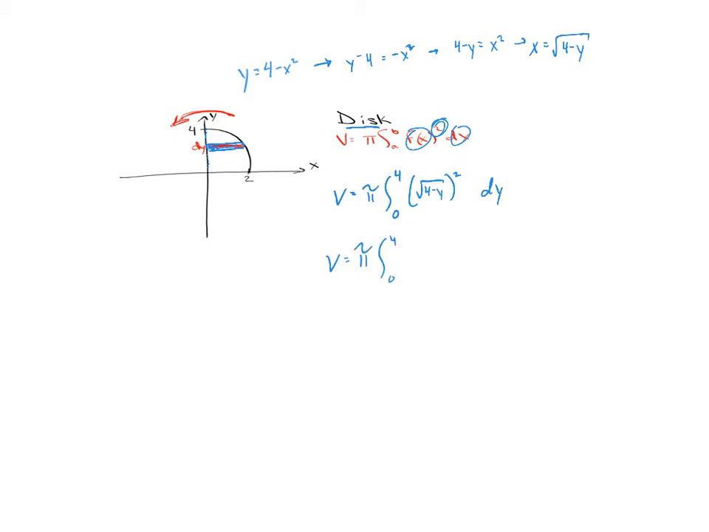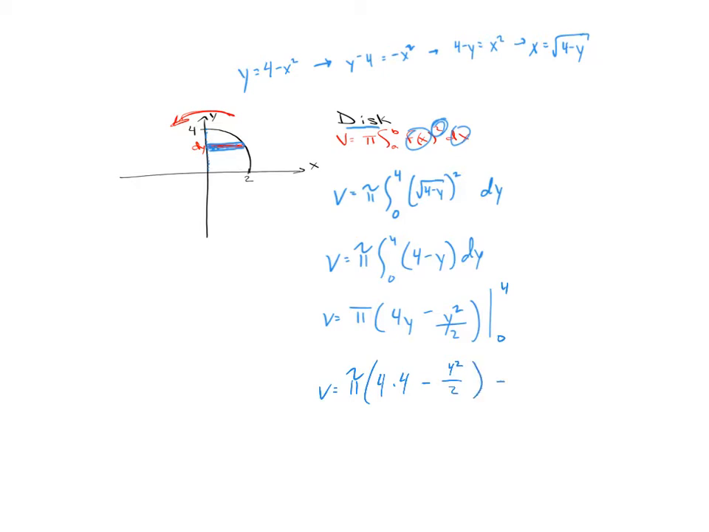Inside of the integral, we have a square root squared, which should cancel each other out. 4 minus y dy. And then I can take my antiderivative, pi times 4y minus y squared over 2, evaluated from 0 up to 4. And then we go pi times, we substitute in the top bound, 4 times 4 minus 4 squared over 2, minus the bottom bound. Check it every time just in case, but in this case it gives us 0, as it often does. Not always, but often.